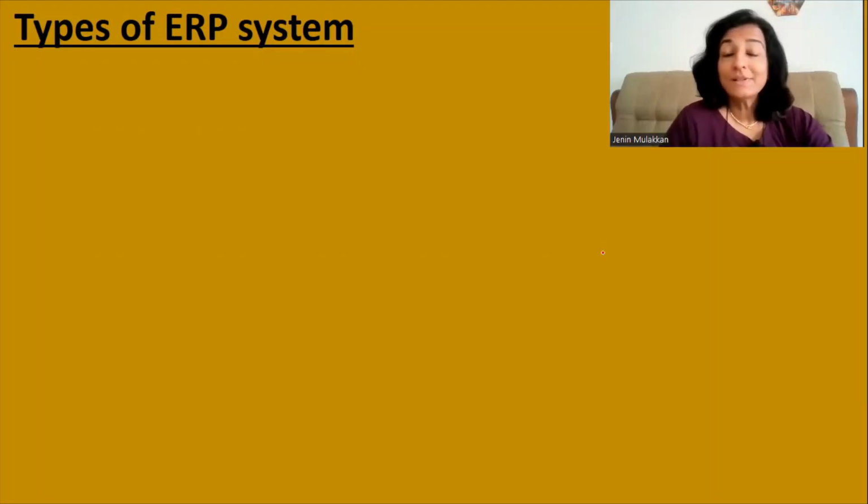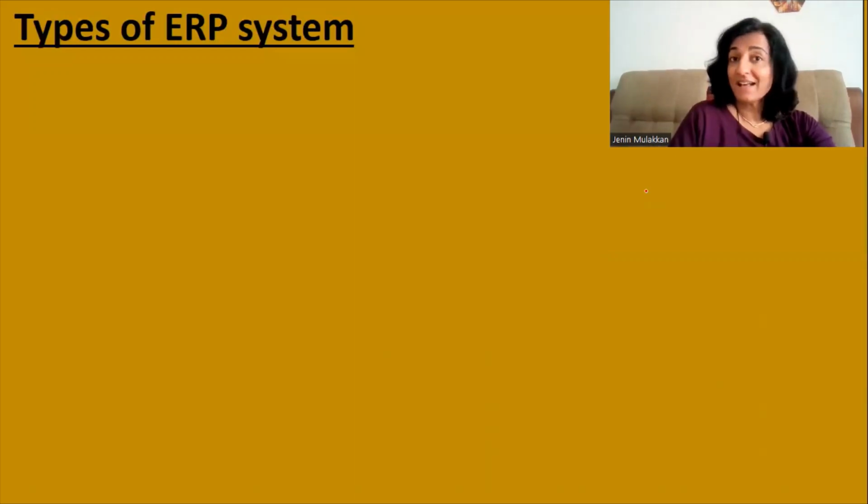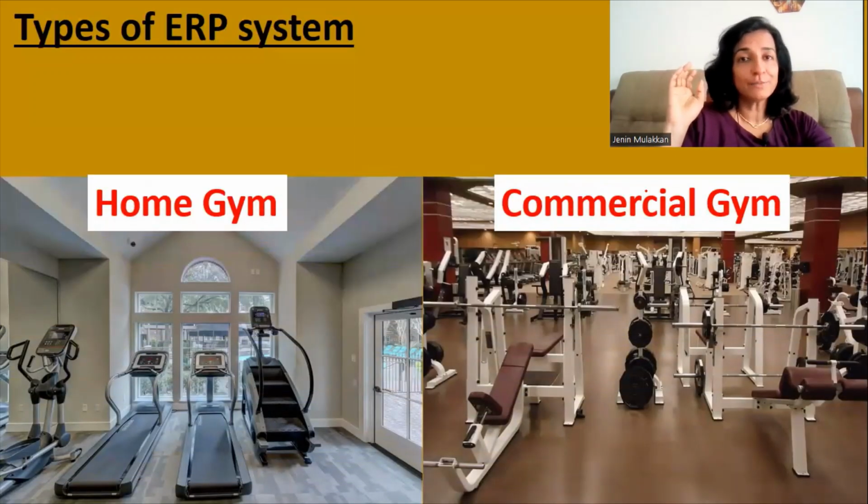Now we will look into the types of ERP system. Before we dive into this topic, I will give you a very simple example so that the concept will be very clear. Majority of you might be doing a workout. You could do your exercise either in a home gym or a commercial gym. What is the difference between the two?